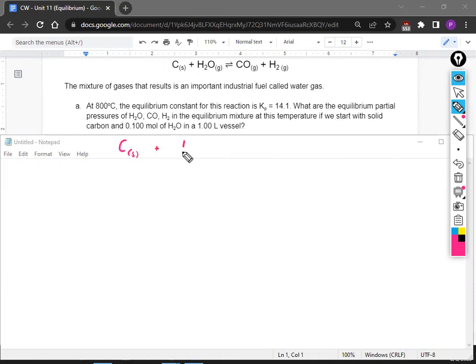Okay, so just keep in mind, anytime you need to calculate equilibrium constant or equilibrium concentration, most likely it's going to be an ice table.